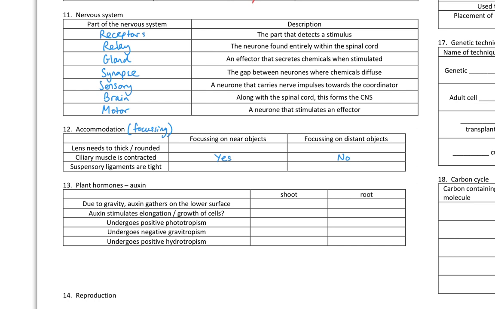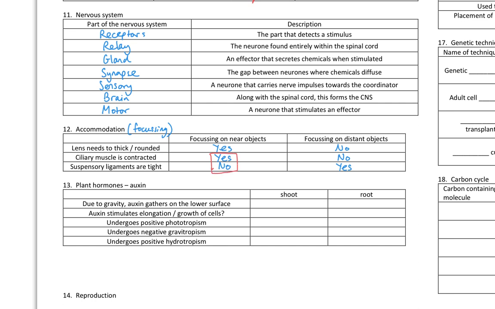And if I'm focused on something near, I need a really round lens to bend the light, to refract the light. So lens needs to be thick and round, it's yes. No, it will be flat for distant, and then suspensory ligaments are tight. Well, the lens wants to be thick and round. It has to be pulled flat. So there's going to be no tension on my ligaments, and this is when there is tension on the ligaments. So that's why it's a bit confusing, because these are the opposite way around.